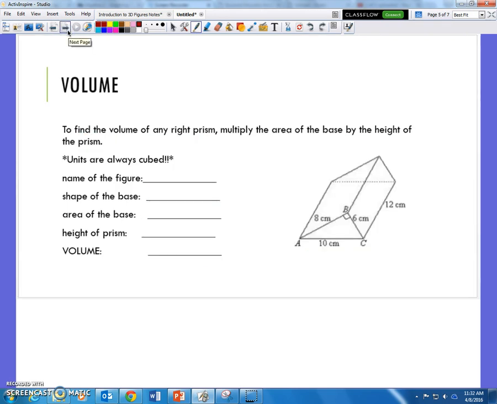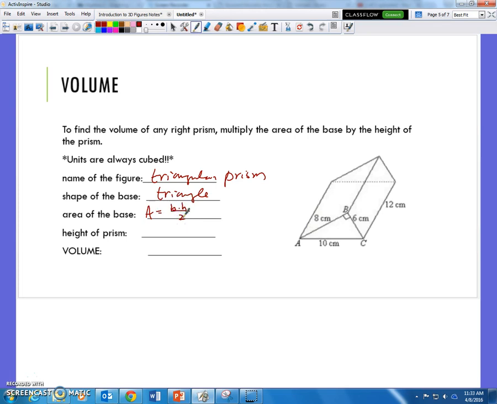Again, looks like this time we have a triangular prism. The shape of the base in this case is a triangle. There's the base. And we need to find the area of that so we can find the volume of the prism. Okay, so the area of a triangle would equal base times height divided by 2.